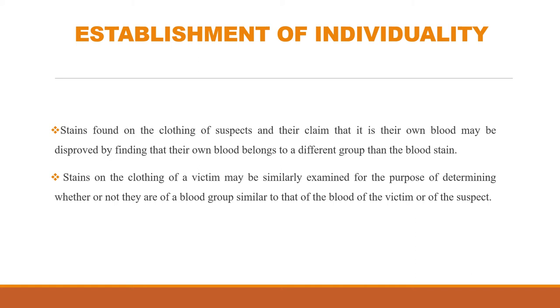Another is the stain found on the clothing of a suspect, and their claim that it is their own blood may be disproved by finding that their own blood belonged to a different group than the blood stain. A stain on the clothing of a victim may be similarly examined for the purpose of determining whether or not it is of a blood group similar to that of the blood of the victim or the suspect.